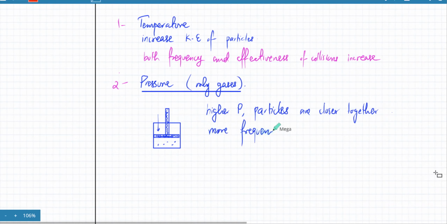You get a lot more frequent collisions only, not effectiveness. That pretty much remains the same. So what's number three? That is going to affect rate. Catalyst. Okay, so that's a catalyst.